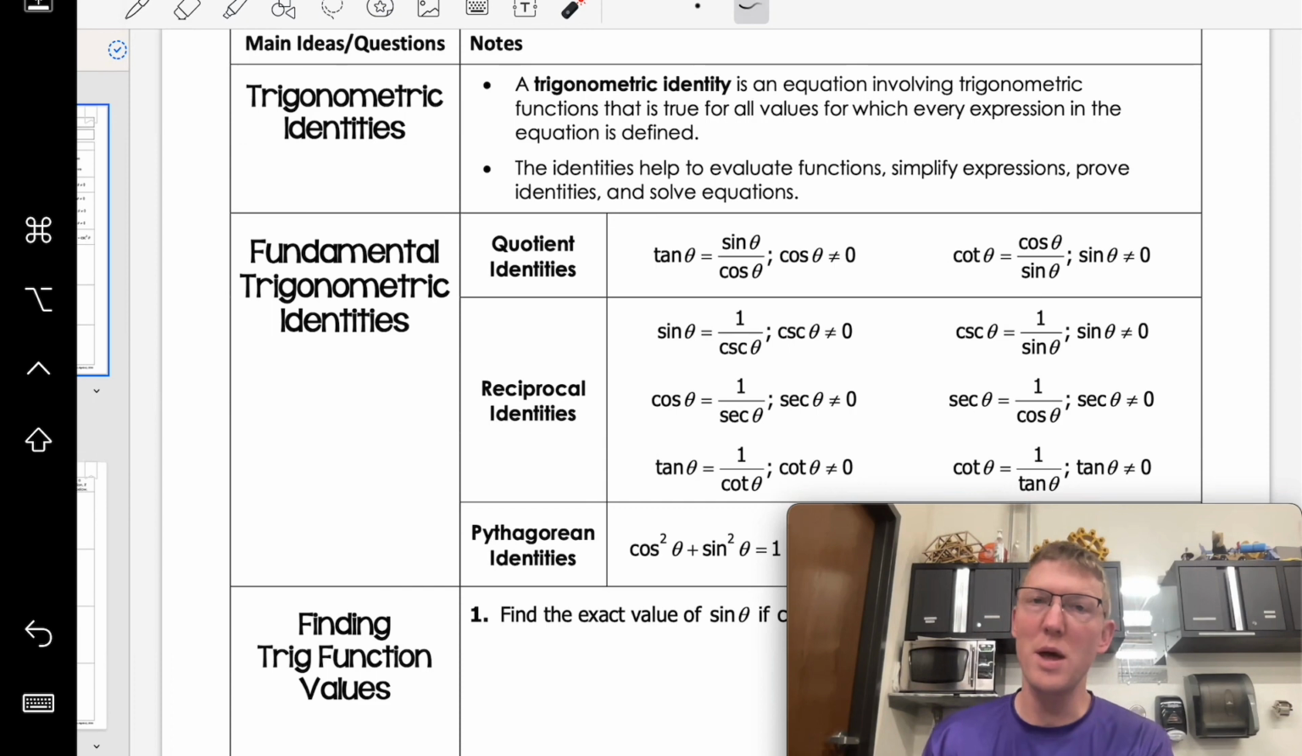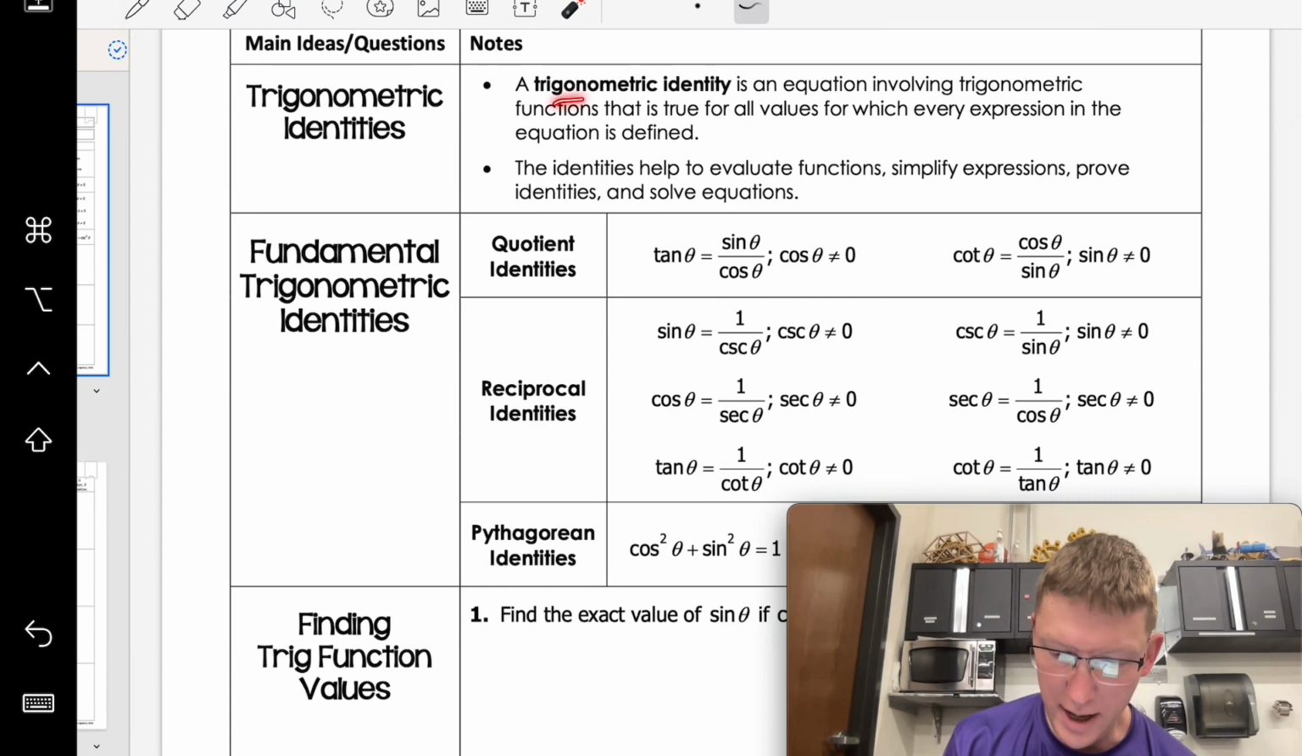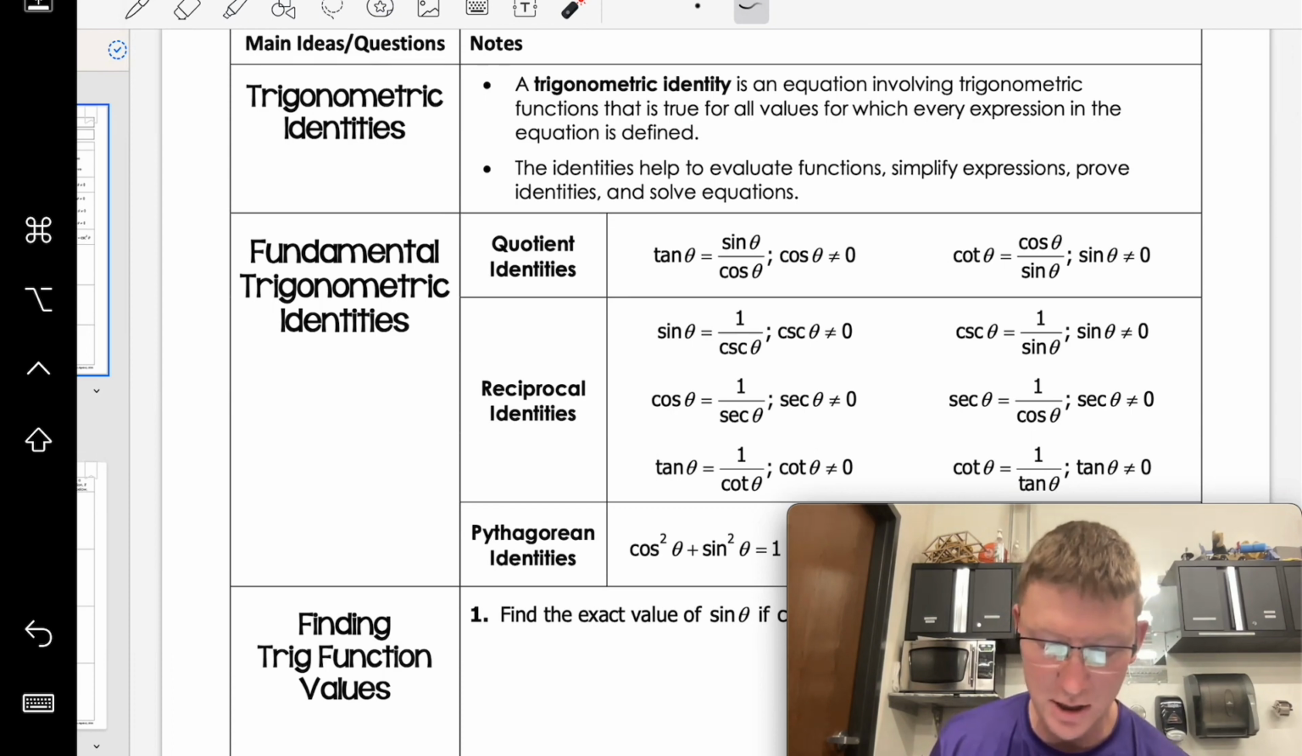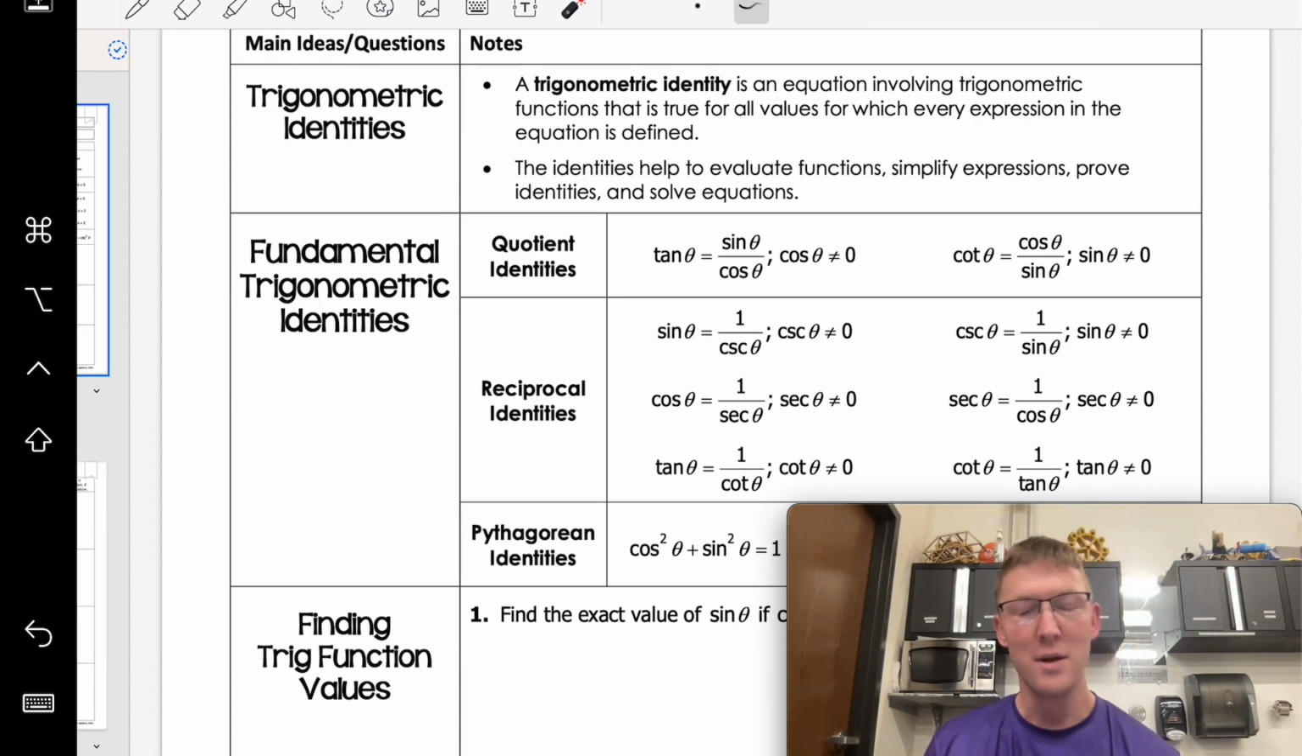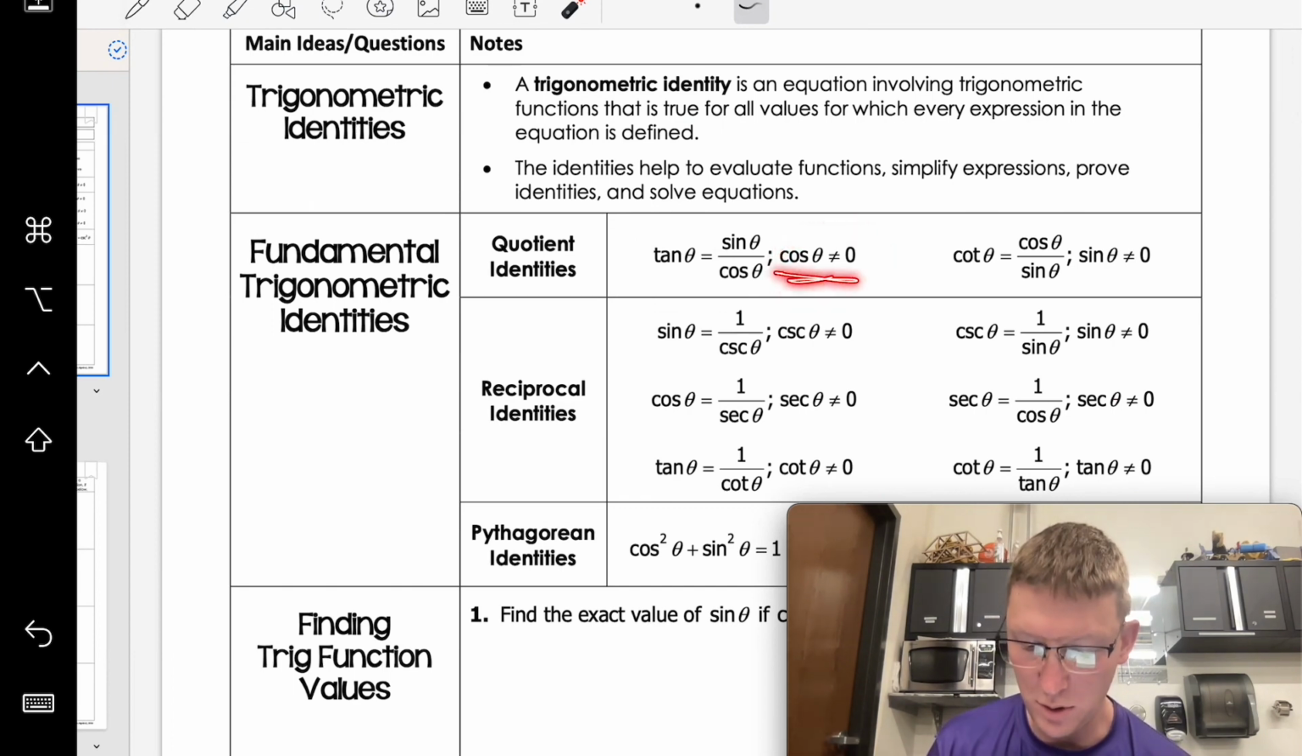But before we get started, we've got to go over a few definitions. A trigonometric identity is an equation involving trigonometric functions that is true for all values for which every expression in the equation is defined. Basically, these are your trig identities, and they are always true, except for parts where it's not defined. Anyway, the identities help to evaluate functions, simplify expressions, prove identities, and solve equations. So let's get into it.